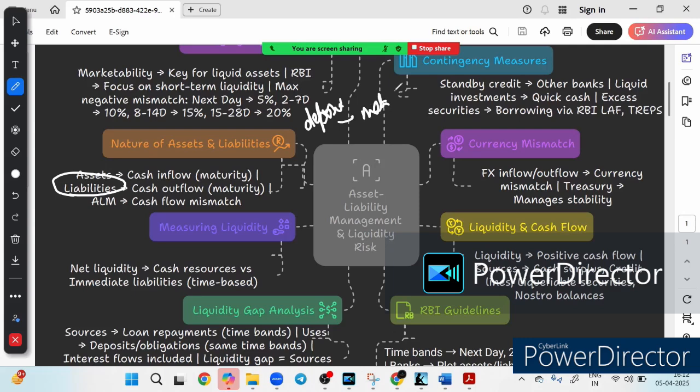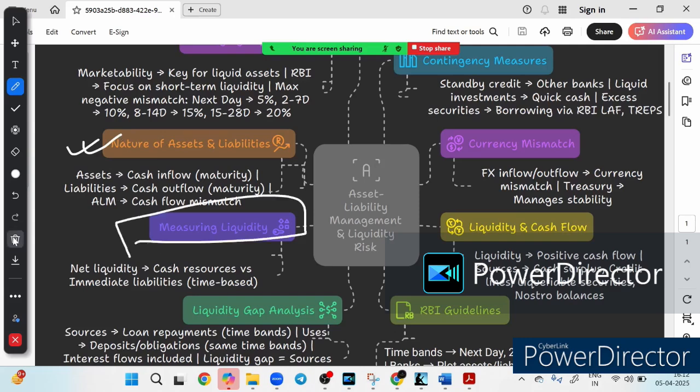And this ALM ensures that a bank never runs out of cash due to mismatch between these inflows and outflows. From assets cash is inflowing, from liabilities cash is outgoing. ALM ensures that there is no mismatch. So that explains the nature of assets and liabilities. Second thing we have is measuring liquidity.